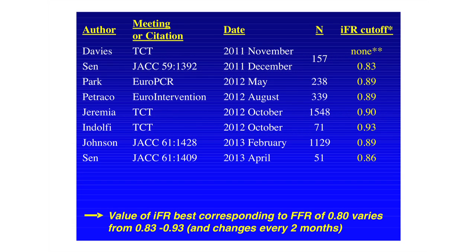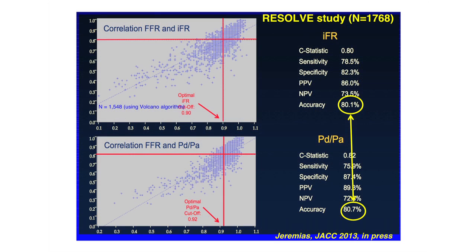And this also explains a little bit why for these resting indexes such a wide variety of cutoff values have been proposed, ranging from 0.83 to 0.93 and changing every 2 months.